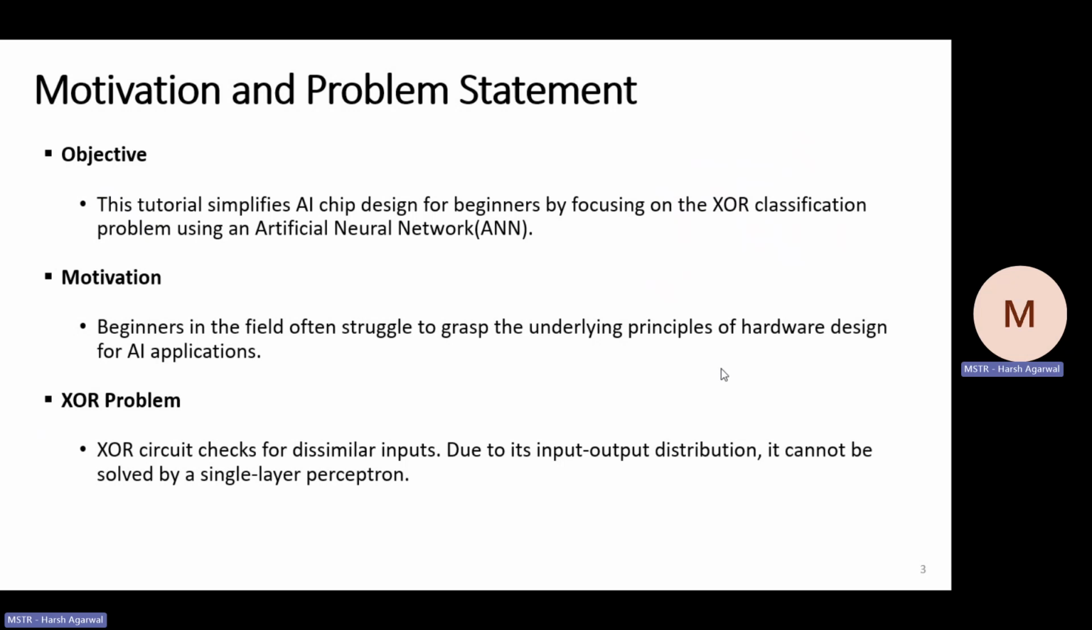Just to mention what the XOR problem is: the XOR circuit basically checks for dissimilar inputs, and due to its input-output distribution, or the truth table of the XOR circuit, it cannot actually be solved by a single layer perceptron.